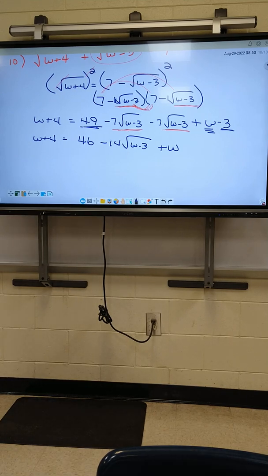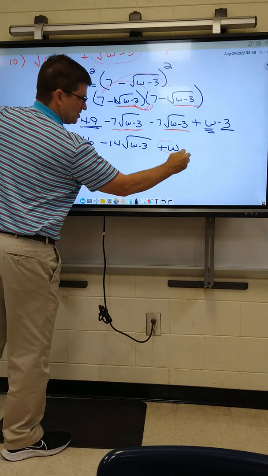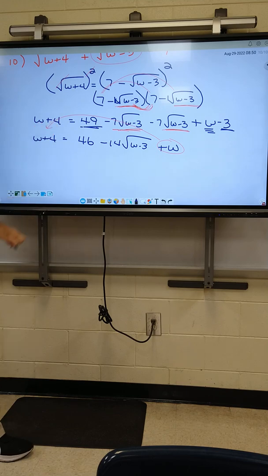All right, so now what do we have to do? Okay, we've got to move everything now that's on the right side that's not a square root, we got to move it over to the left side. So Dylan, what's going to happen with this plus w when I move it over here? Should be a minus w. All right, now look, I got w minus w. They cross out, guys.